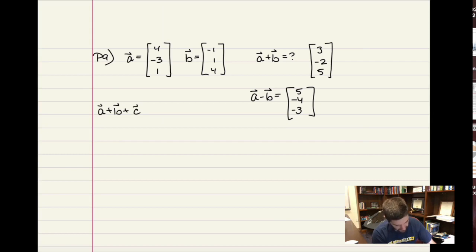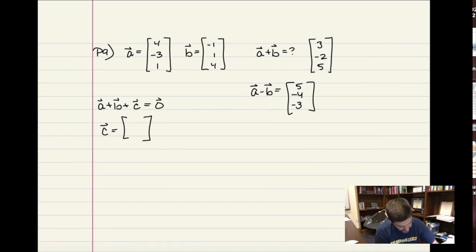And then it's saying find some third vector such that when you add all 3 of these vectors together, you get the null vector, or you get 0. They did not write a little arrow over the 0. So C is unknown. I could just write this as having an x component, a y component, and a z component. Our goal now is to find these 3 numbers.